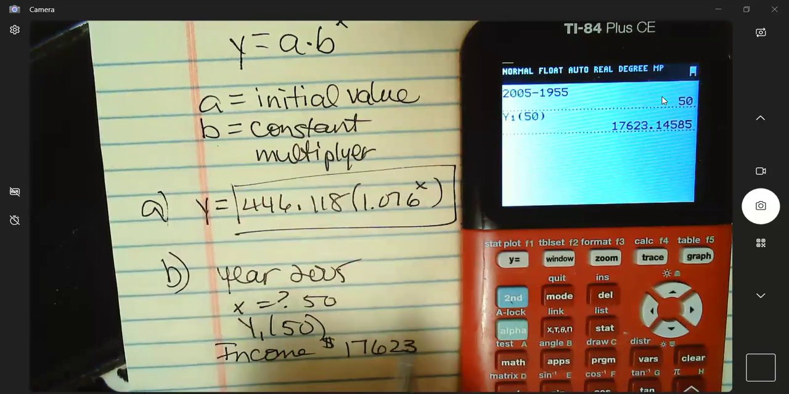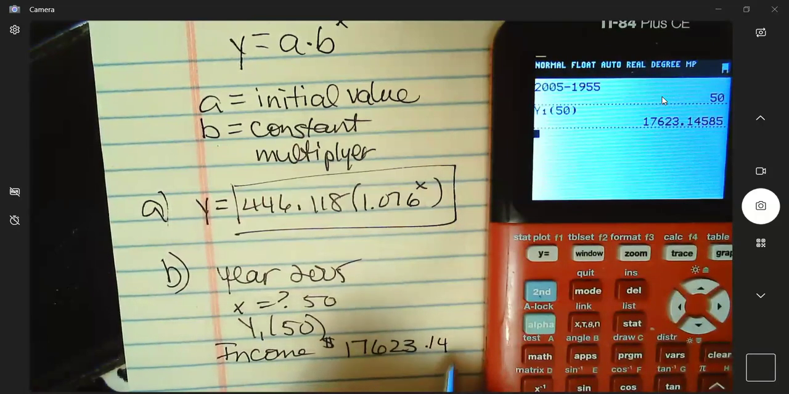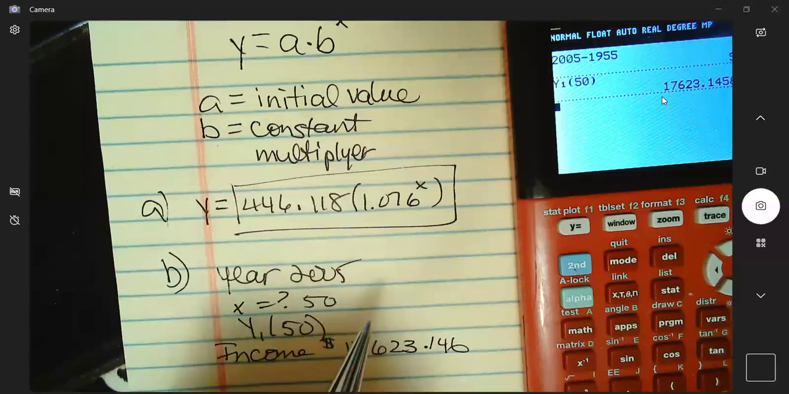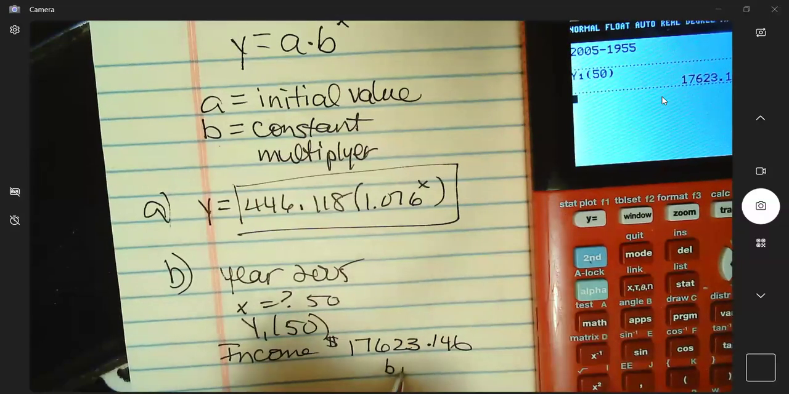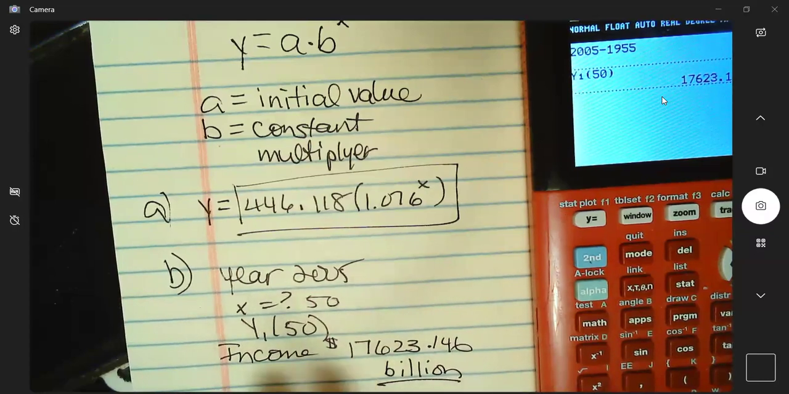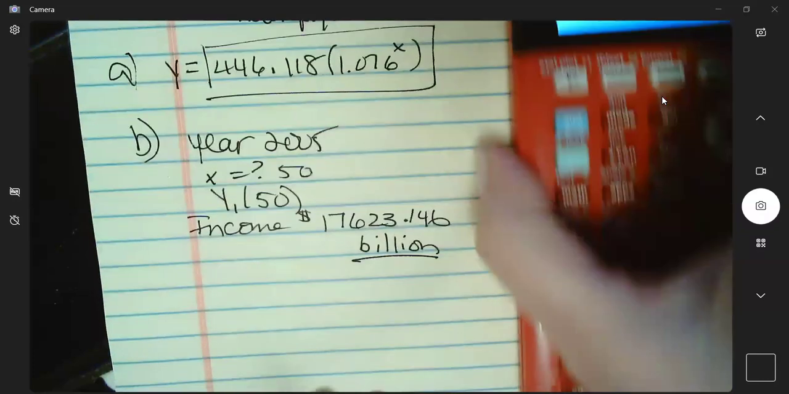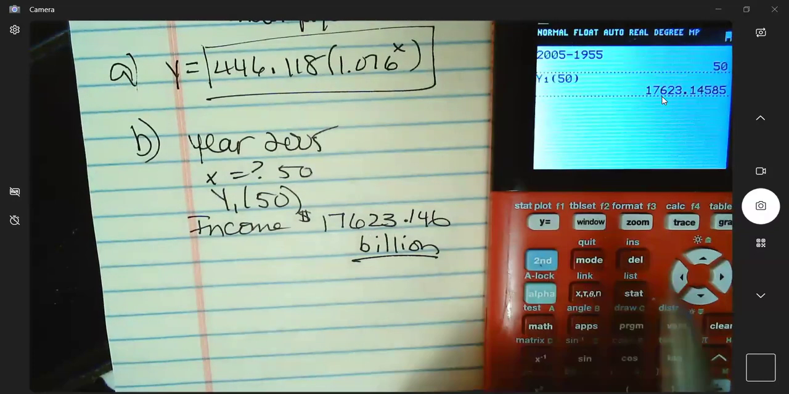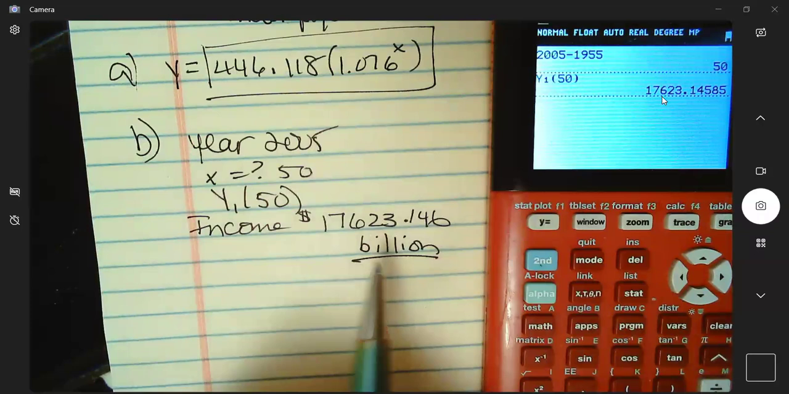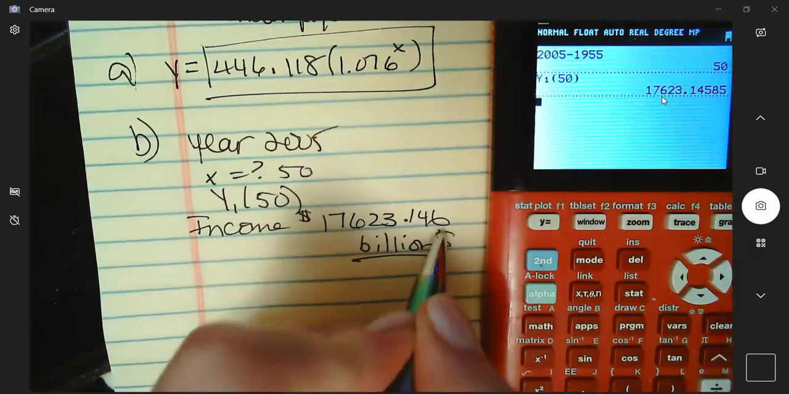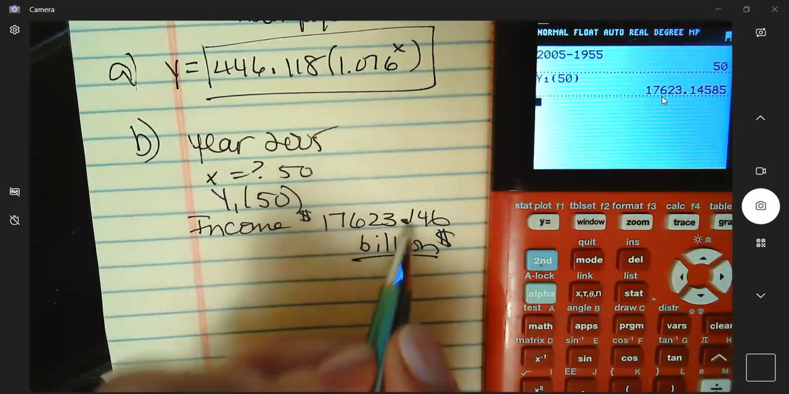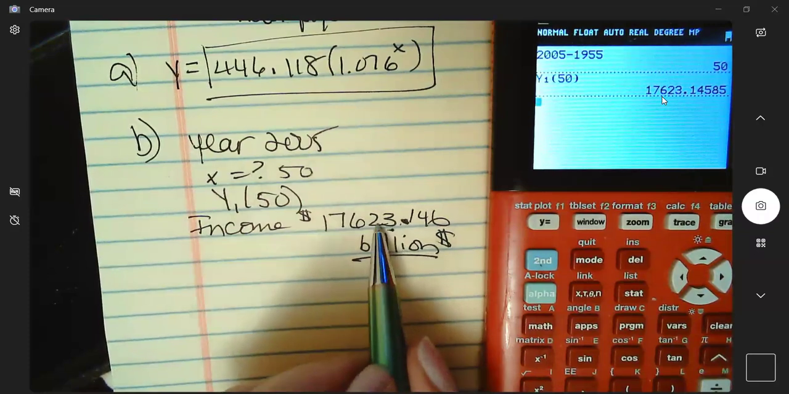17623.146. I don't know what it's supposed to be rounded to. But remember, this is in $1 billion. So I got this from plugging in 50, and that's what I get out here. If I look over the decimal place, that's 3 billion, that's 23 billion, 623 billion.